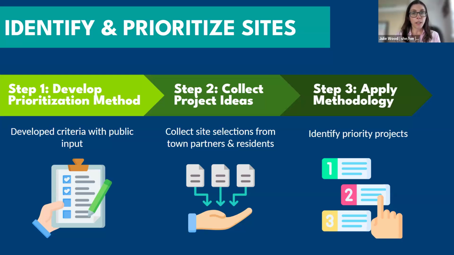We then reached out to collect project ideas. Most of the ideas come from our municipal partners. We are always welcoming of ideas that come from residents, though. One of our first priority project sites was suggested by a group of residents. So if you have an idea in your community, we want to know about that, and our contact info will be at the end. And then once we have a collection of sites, we apply that selection methodology to identify our priority projects. Next slide.